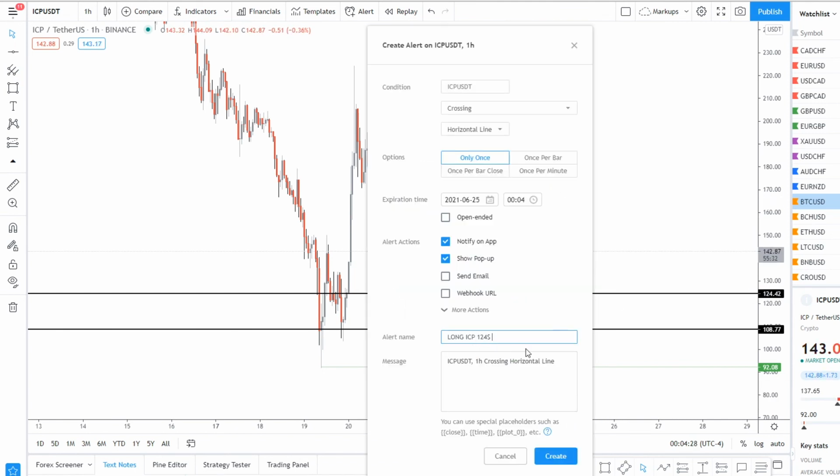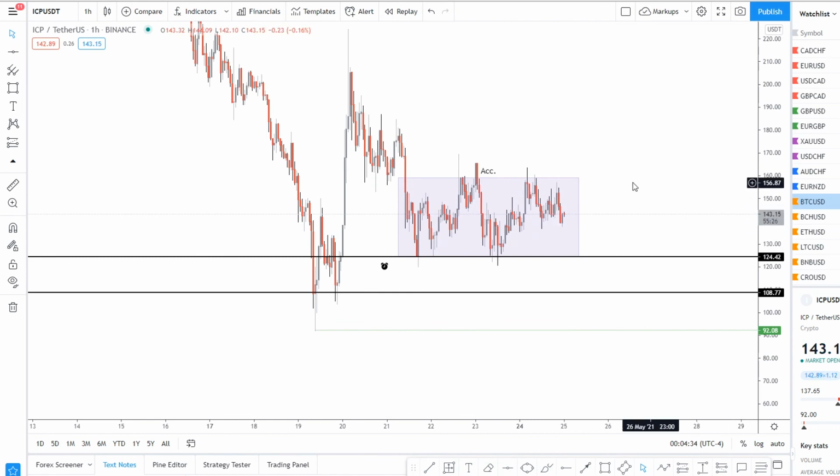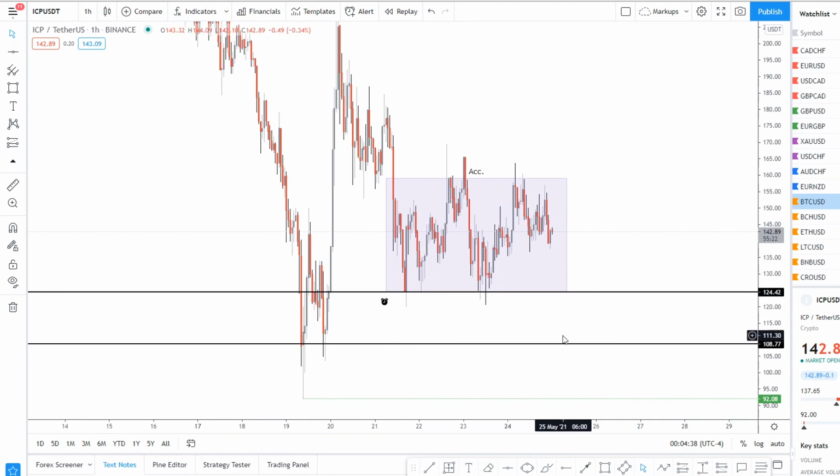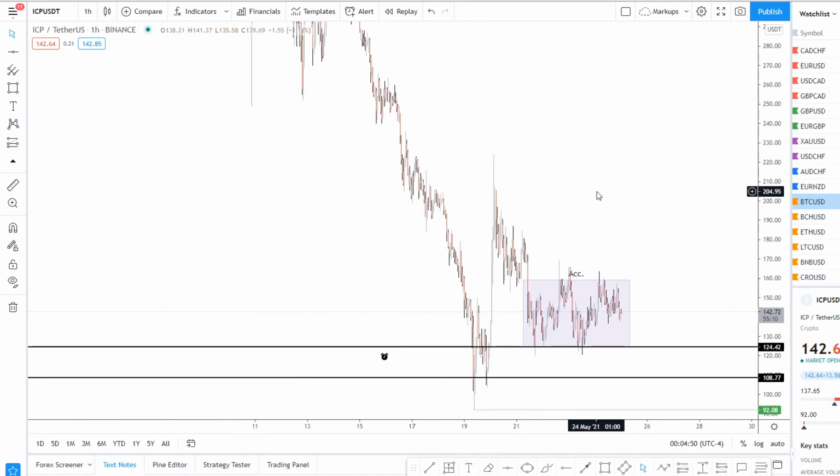So long ICP 124 USD. This is where I plan on getting inside. I will be entering right after this video at 143, but I'm looking to heavily get invested if it does retest that 108 or that 124 USD price point. And I'm going to be hodling this coin for the next year to 5 years. It's going to be a very, very long position for me.